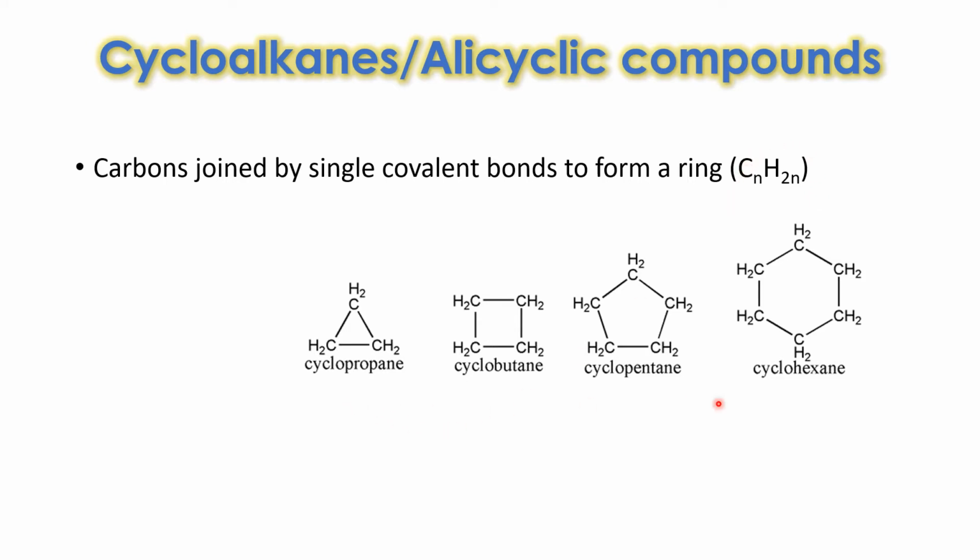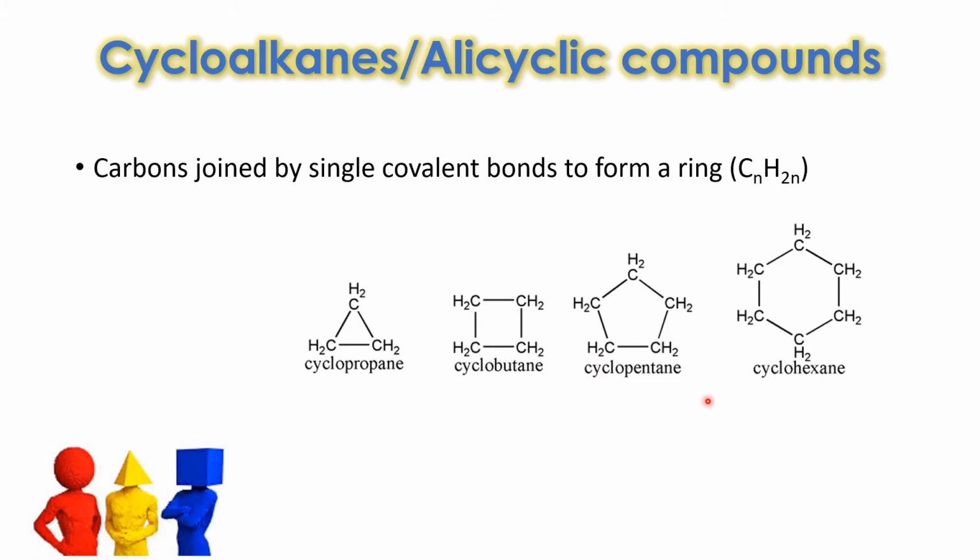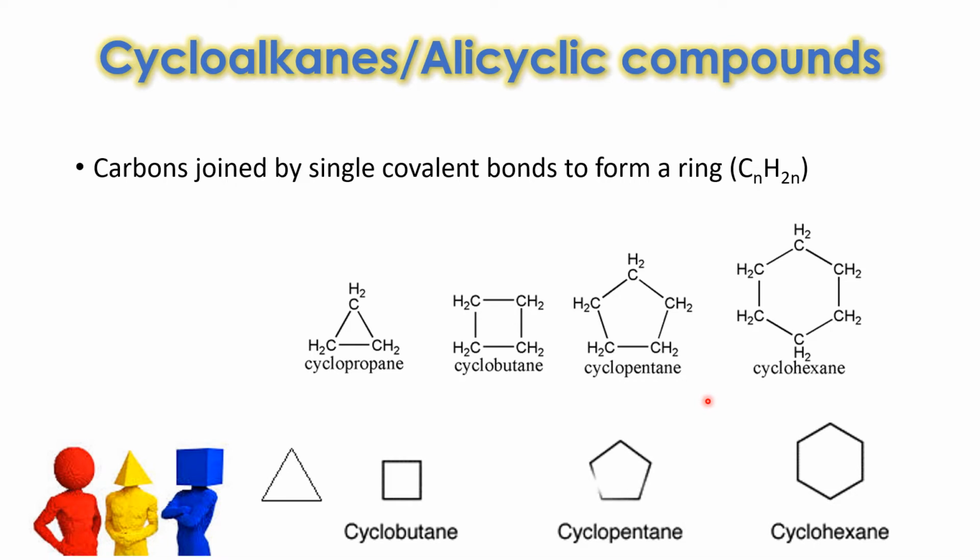And because of these shapes, in drawing their structures, you need not draw all the carbons and hydrogens every time. You can just draw a triangle for cyclopropane. It is assumed that at the point of intersection of these lines, there exists a carbon. And the carbon will possess as many hydrogens as are necessary to fulfill the valency.